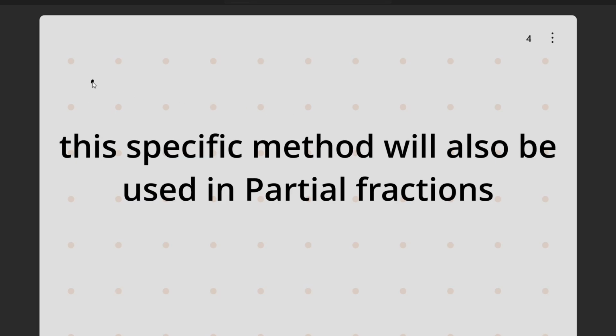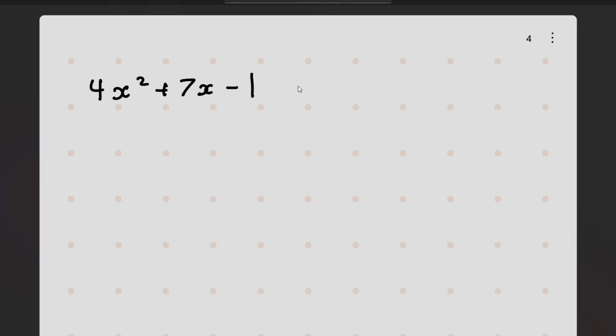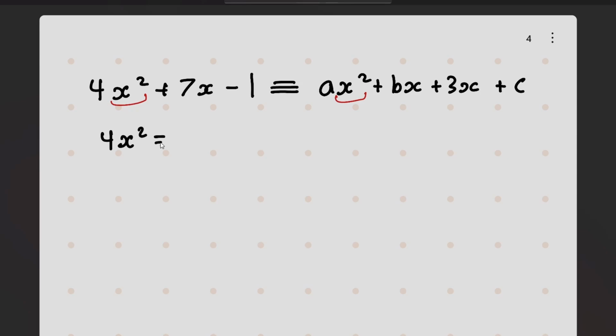Say you had something like 4x squared plus 7x minus 1, and it was identical to ax squared plus bx plus 3x plus c. As the name suggests, you're just going to compare the coefficients. Let's say we want to take a look at x squared. We compare this x squared with that x squared. So you have 4x squared is equal to ax squared. Now just cancel out x squared, and you've found the value for a, which is 4. Likewise, we could do the same for x.